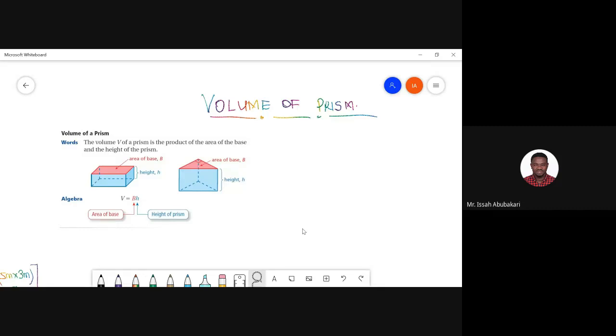So today's class is going to be based on the volume of a prism. If you know how to find the surface area of a prism, then finding the volume wouldn't be as difficult as it seems. All that you need to know is how to calculate the base area. If you're able to calculate the base area, then you should be able to solve for the volume of a prism.